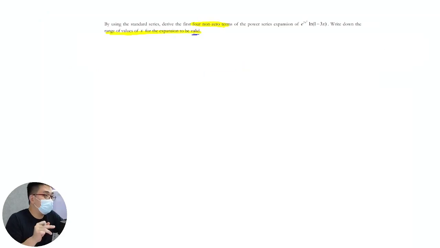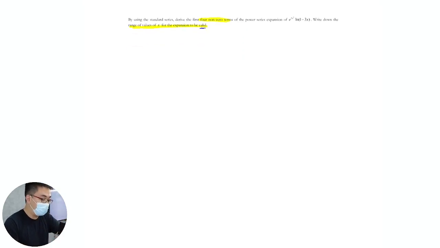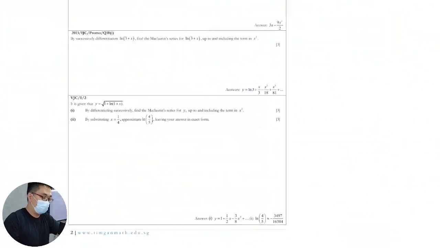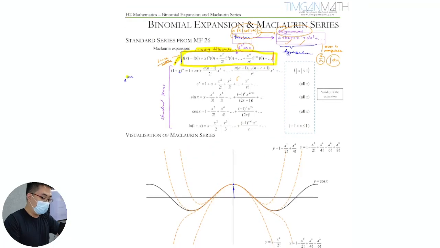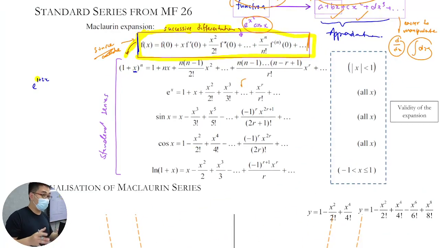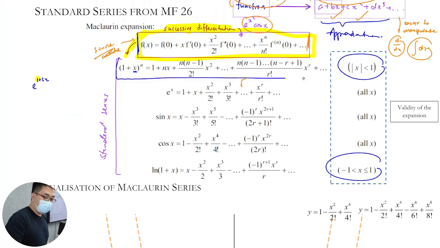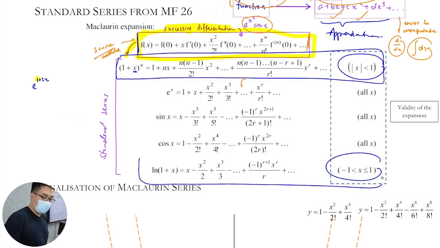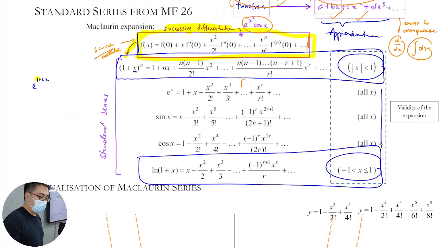A Maclaurin series is one of the topics in H2 Math, right? If you know how to use the Maclaurin MF26 properly, you can just conquer the whole topic. There's nothing more than whatever is provided in MF26, and that is more than enough. There are only two expressions with validity. These two, this and this only. Only this and this has validity.